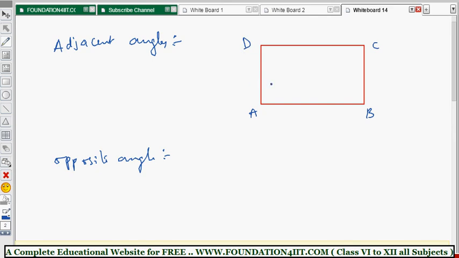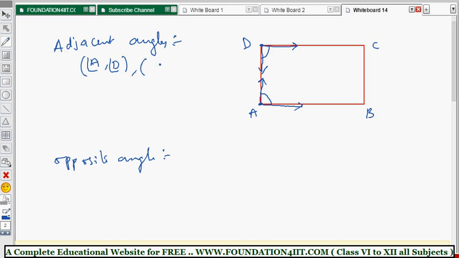Adjacent angles: two angles of a quadrilateral having a common arm are called adjacent or consecutive angles. So here, angle A and angle D, right? Angle A is nothing but DAB and angle D is nothing but ADC. So AD is a common arm for both. So when you see angle A, this is angle A, and from D, this is angle D. So AD is common for both. So angle A and angle D are adjacent angles.